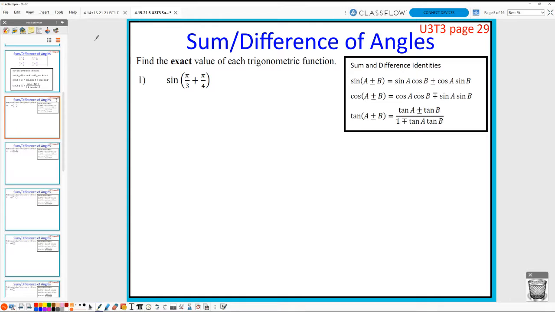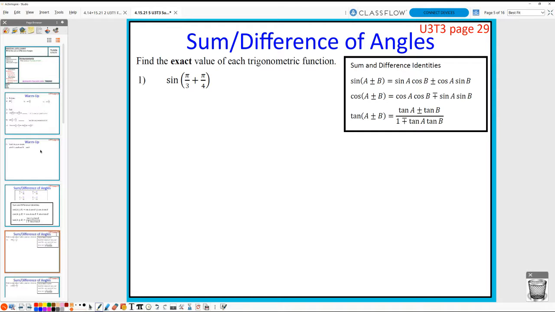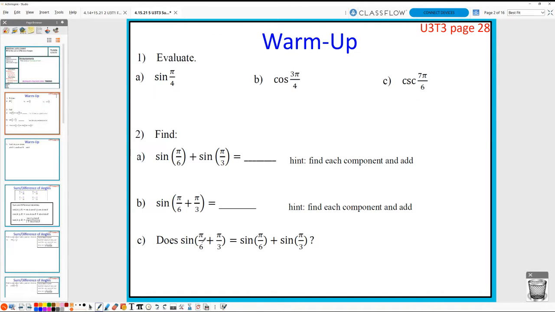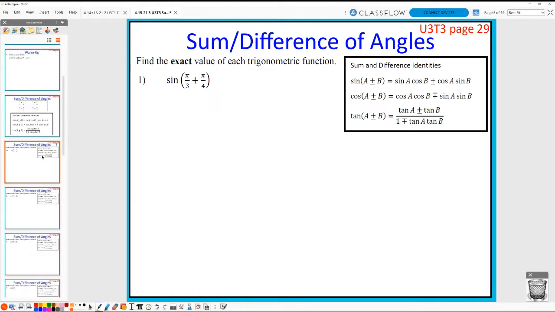And from our warm-up, we have found that sine of pi over 6 plus pi over 3 is not the same as sine of pi over 6 plus sine of pi over 3. So we do need these identities, these sum of angle identities.